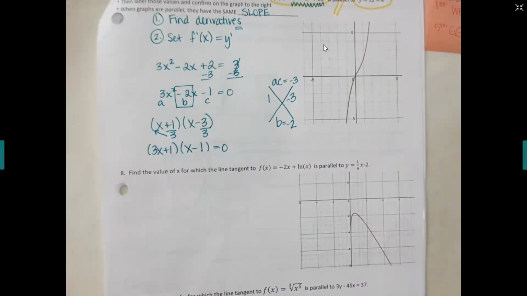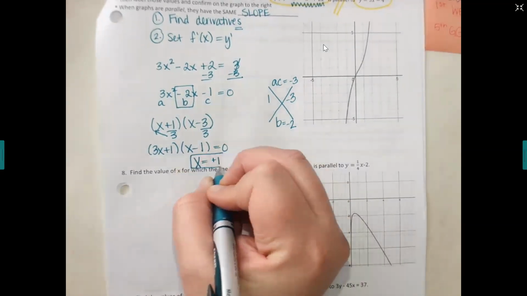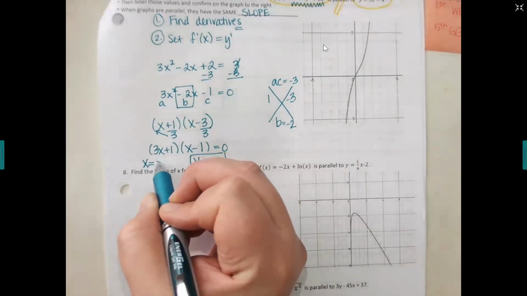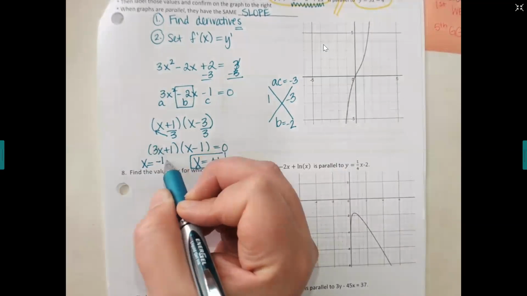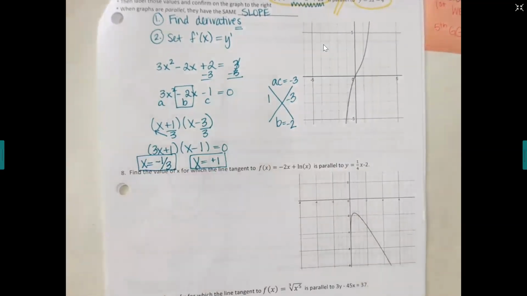Then from there, I'm going to write my answers. If my parentheses is a minus 1, then my solution will come out to be x equals what? Positive 1. And then if my x has a plus 1, I'm going to change that to a minus 1. Where does the 3 end up? Underneath as a divide by. So we got our two answers.